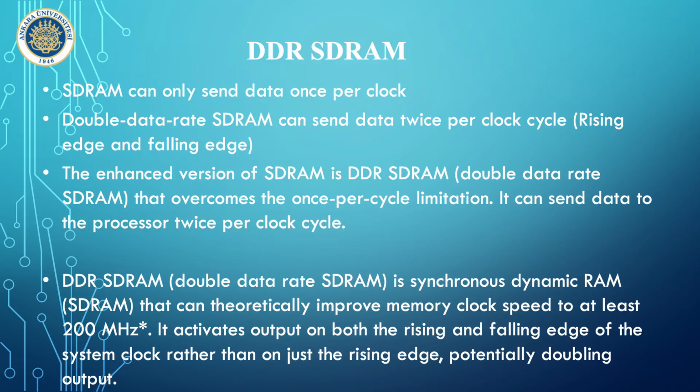Double data rate SDRAM takes this further by transferring data twice per clock cycle, on both rising and falling edges. This effectively doubles bandwidth without increasing clock frequency. And these features make DDR SDRAM more preferable.